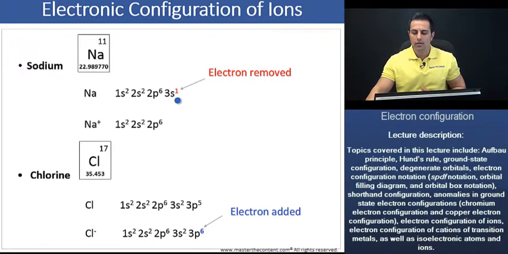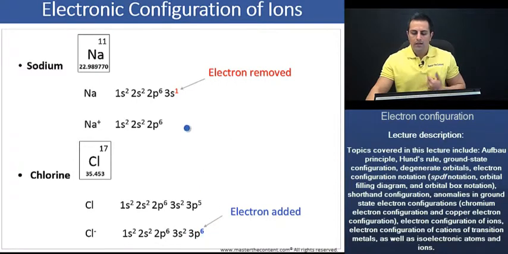Now, we can make a more general statement and say that main group metals such as sodium are going to have their electron removed from the highest energy occupied orbital, whereas non-metals such as chlorine have an electron added to the lowest energy unoccupied orbital. So the electron being removed comes from the highest energy occupied orbital. The electron being added goes into the lowest energy unoccupied orbital, as we see here.